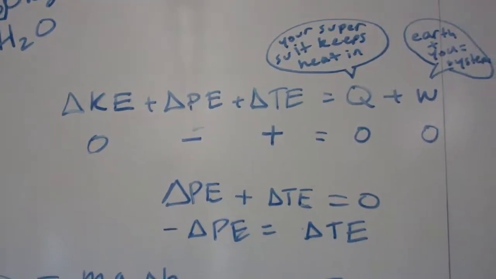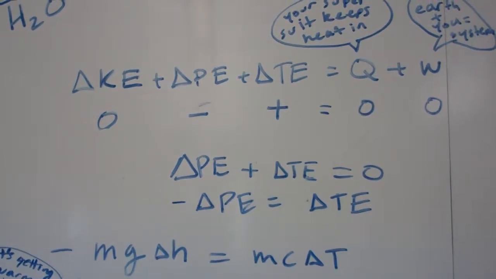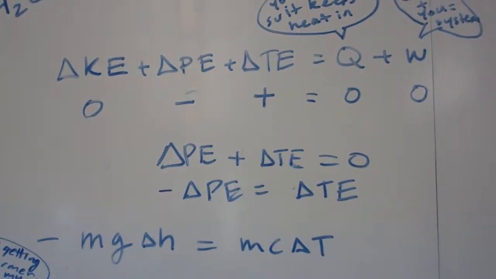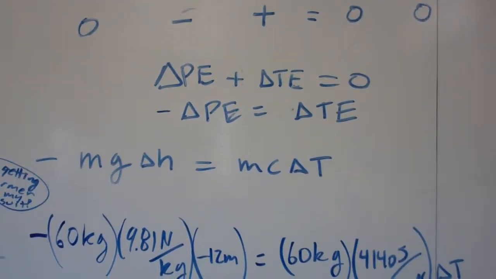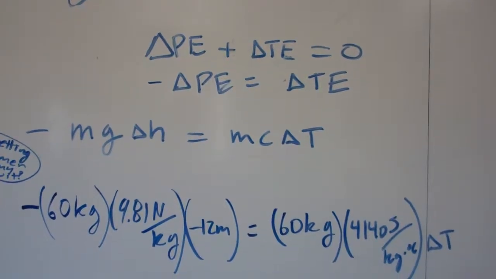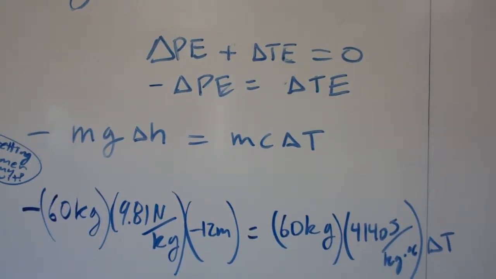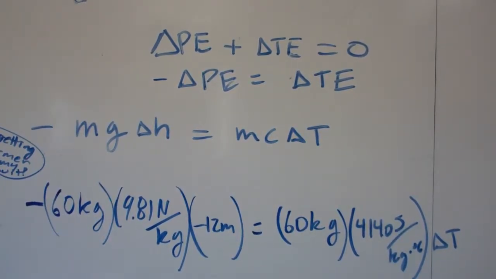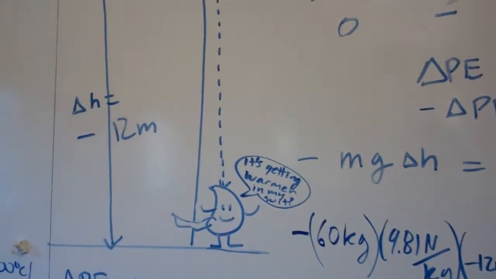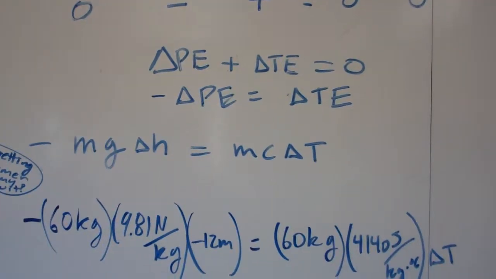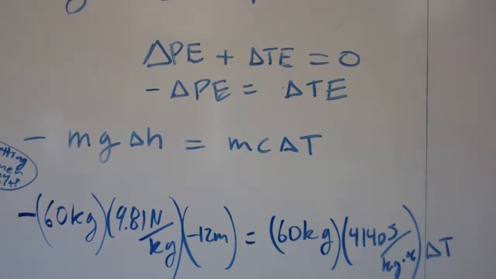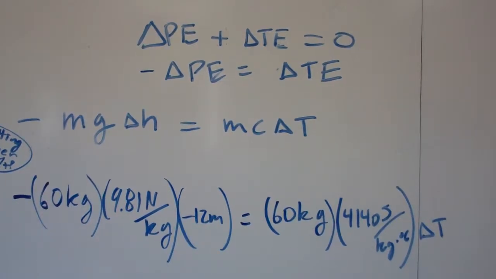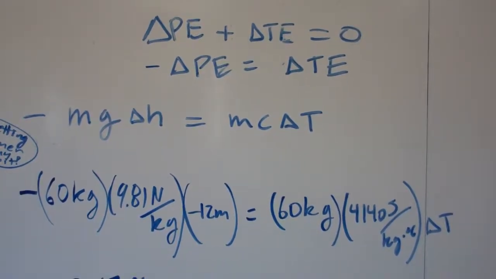All right, and the equation for delta PE is mg delta H. And the equation for delta TE is mc delta T. And here we go. Let's fill in some numbers. So, the mass is 60 kilograms. G on Earth is 9.81 newtons per kilogram. And the change in height is negative 12 meters, because he fell 12 meters. Okay. And for mc delta T, the mass of the you is 60 kilograms, and the C is 4140 joules per kilogram degrees Celsius. And then that's multiplied by delta T.